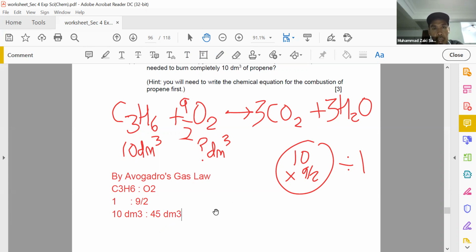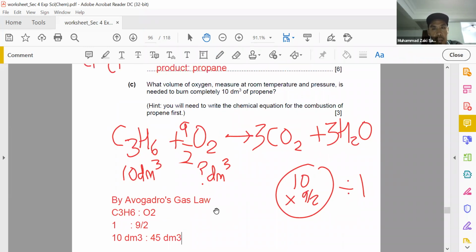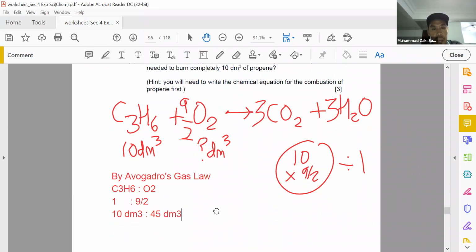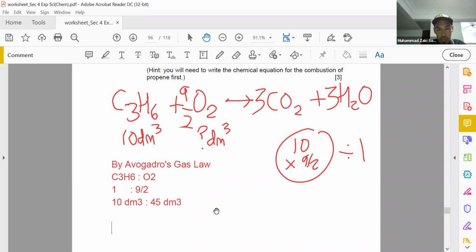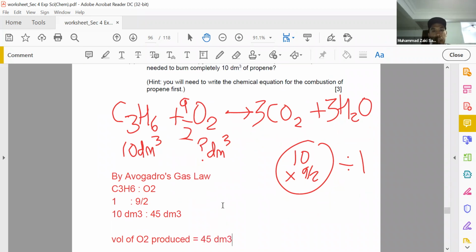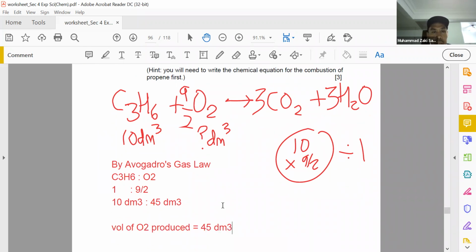Next. So, what is the answer? Yeah, that's it. Therefore, the volume of O2 needed is equal to 45 dm cube. All right, so that's it.